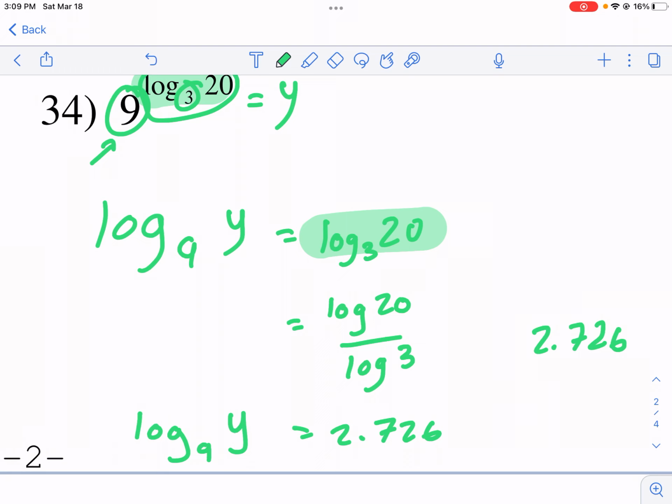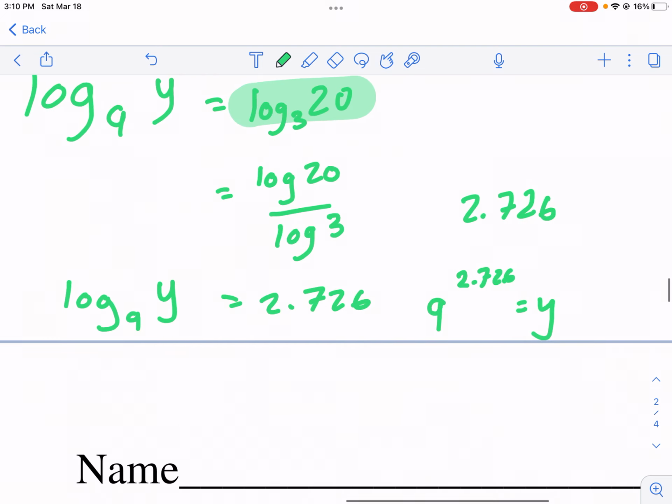Okay, so now I know that I can just take 9 to the 2.726 power, and that's going to give me, I just converted this back into exponent form. So I'm going to store this in my calculator, go 9 raised to that power, and hit enter and find out what it equals. And you see that when I do that, I get y equals 400.